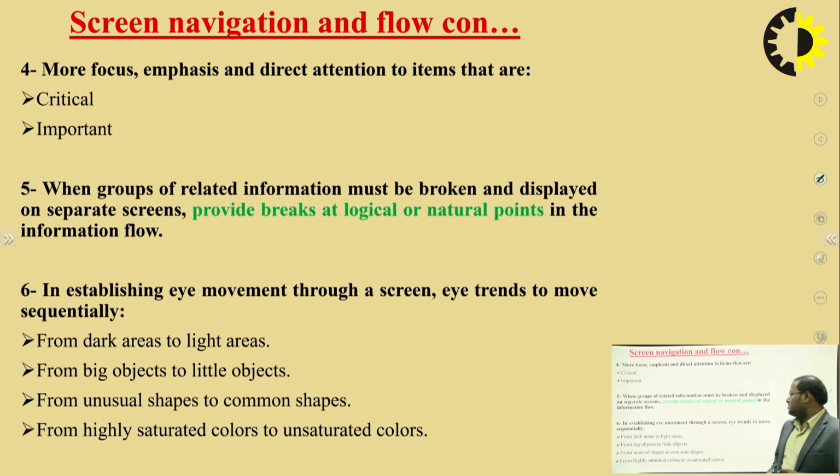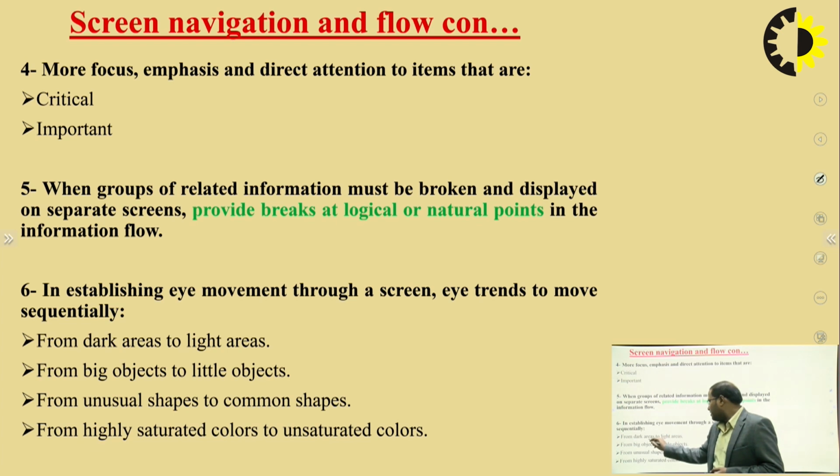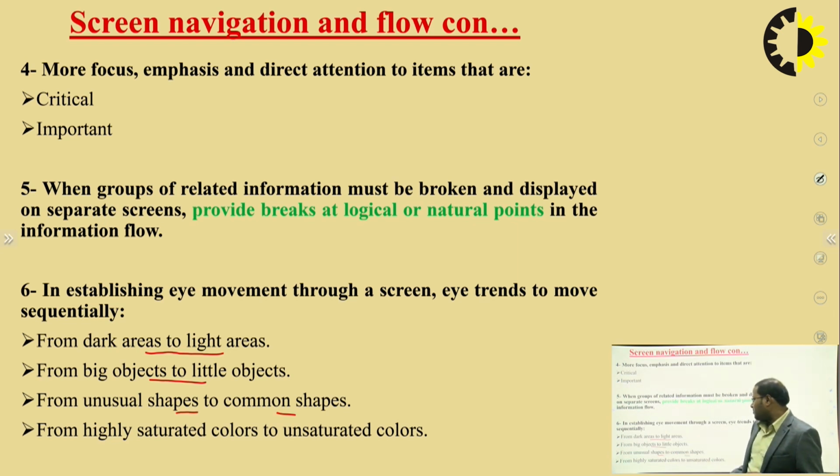In establishing eye movement through a screen, the eye tends to move sequentially. So the user's eye should be moved from dark area to light area, from big objects to little objects, from unusual shapes to common shapes, from highly saturated color to unsaturated colors. So eye movement should be like this.